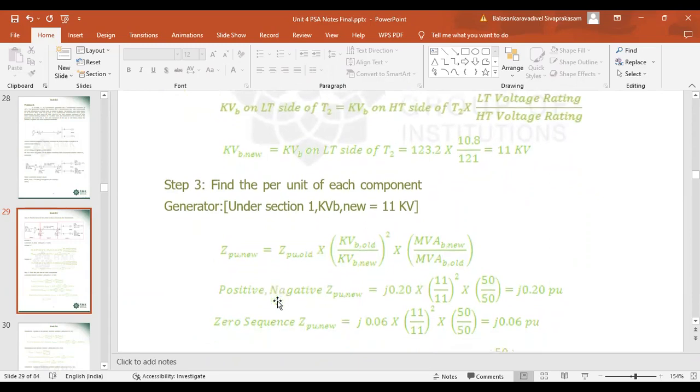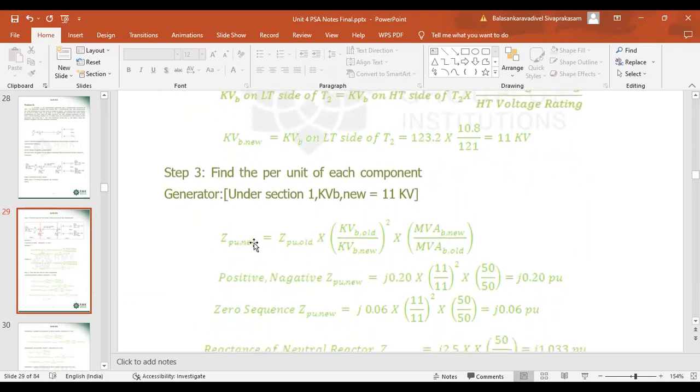For each and every component we have to calculate the positive, negative and zero sequence components separately. Normally the positive and negative components will remain the same and the zero sequence component will differ. If the value of X per unit old is commonly given for positive and negative, we can calculate it using the same formula. If the positive sequence has one per unit old value and the negative sequence has another, we have to calculate the positive and negative sequence values separately.